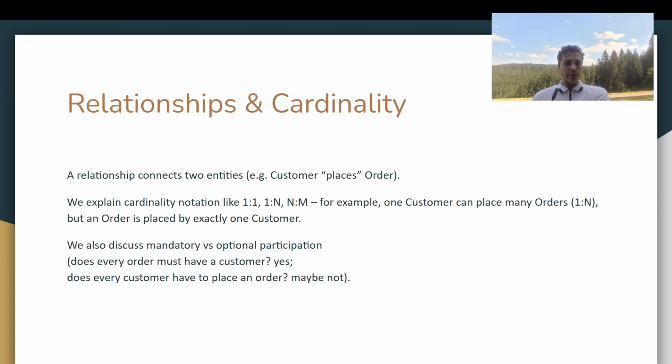Let's talk about relationships and cardinality. A relationship connects two entities, like customer places order. We explain cardinality notation like one-to-one, one-to-many, many-to-many. For example, one customer can place many orders, which means one-to-many, but an order is placed by exactly one customer.